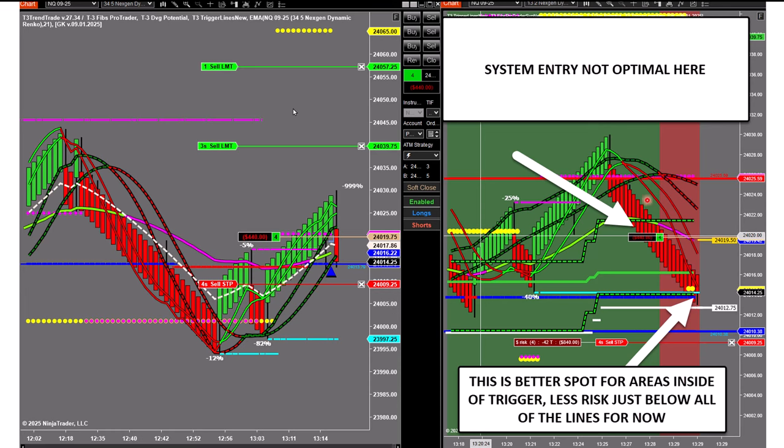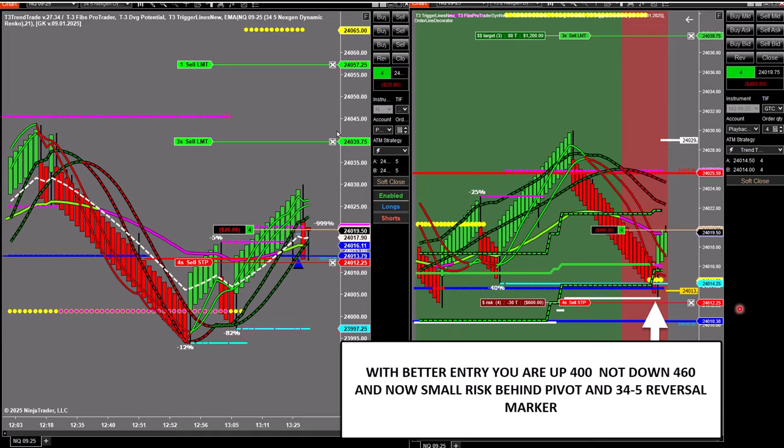But look at the momentum we're getting into, and the difference between getting in at the better spot and getting in here is about $440. It's $110 a contract. That adds up very, very quickly. And ultimately, had you got in at a better spot versus here, you'd be up 400 instead of down 400, but be that as it may.